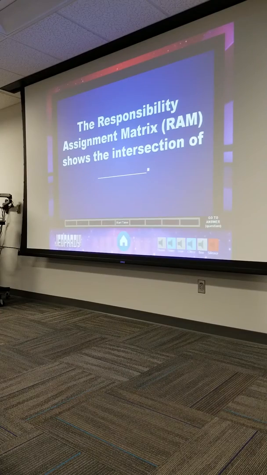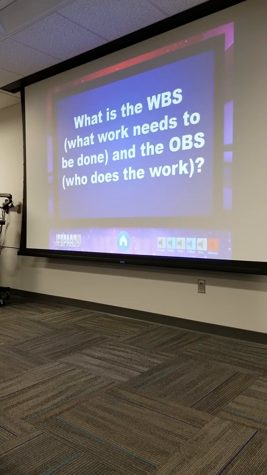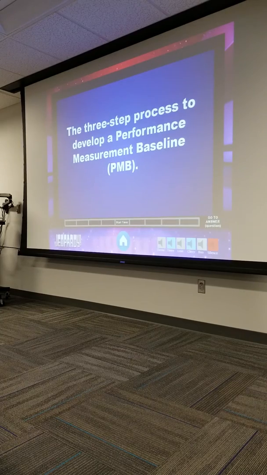All right, so the responsibility assignment matrix shows the intersection of the what? Work breakdown structure and the what? All right, so pay attention to the test in this question. The WBS is what work needs to be done, and the OBS is who does the work. You may see the WBS as who does the work, and the OBS as what work needs to be done, all right? So I'm giving you a heads up that this question can be tricky. Read the whole question, okay? That's all I gotta say about that.